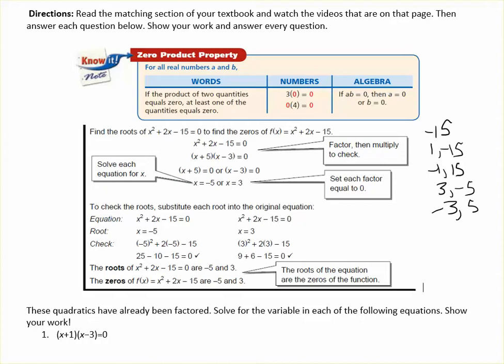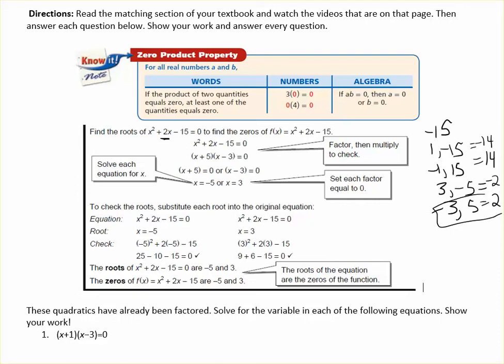We want to find the pair of factors that when you add them, you would get a positive 2. So none of these are equal to 2. How about this? Here we get a negative 2. That's close. And the last one would be a positive 2. So look for the factors that would equal the middle term when you add them.